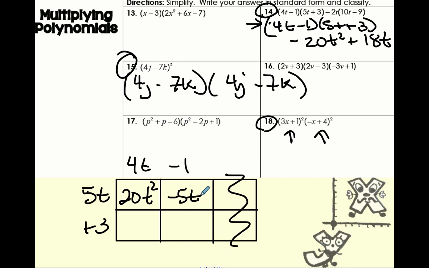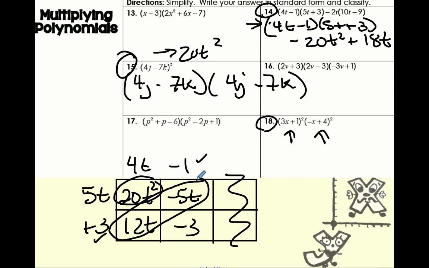Then I'm going to go to the second row. 4t times 3 is 12t. And then negative 1 times positive 3 makes negative 3. Then I combine my like terms. So now what I have, and I'm going to write this over here, is 20t squared. And then these are like terms: 12t and negative 5t is 7t. And negative 3, minus the 20t squared that was there, plus 18t.